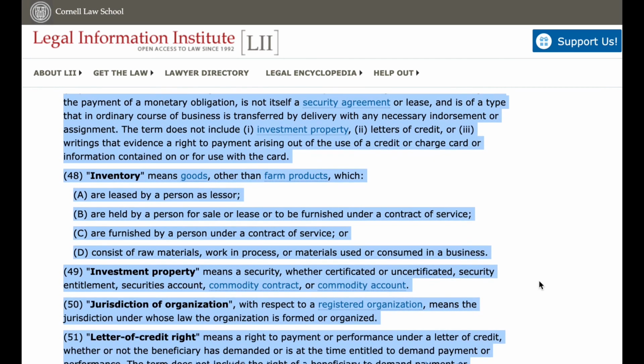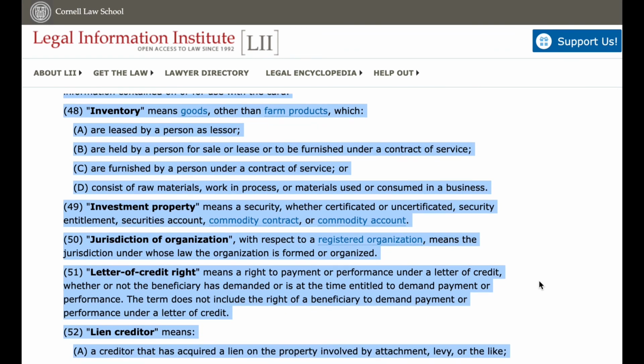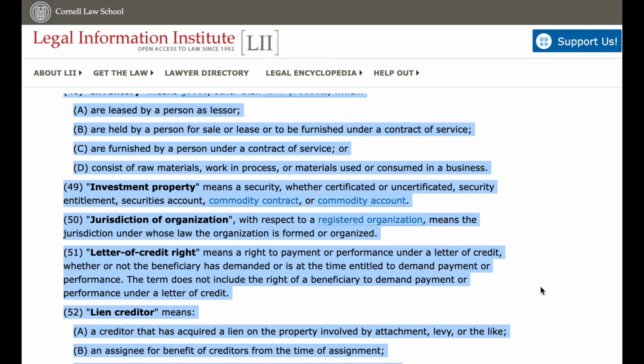48. Inventory means goods other than farm products, which A. are leased by a person as lessor, B. are held by a person for sale or lease or to be furnished under a contract of service, C. are furnished by a person under a contract of service, or D. consist of raw materials, work in process, or materials used or consumed in a business. 49. Investment property means a security, whether certificated or uncertificated, security entitlement, securities account, commodity contract, or commodity account.